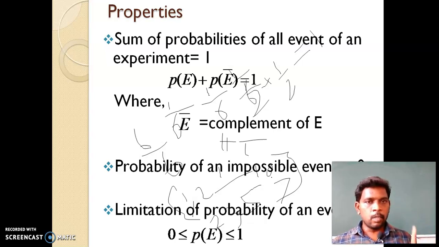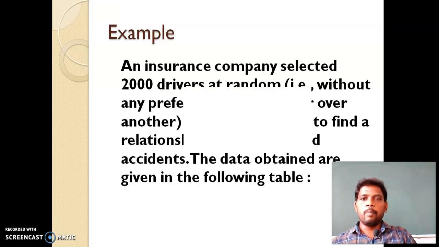So let us list them out once again. First one, the sum of all the probabilities of an experiment is 1. Second one, the probability of an impossible event is 0. And the third one, the limitation of the probability is 0 to 1. That's it. So these are the very important properties. Next we are going to see one example.